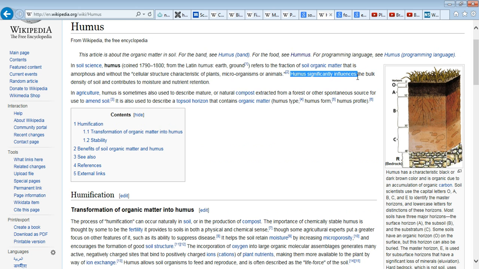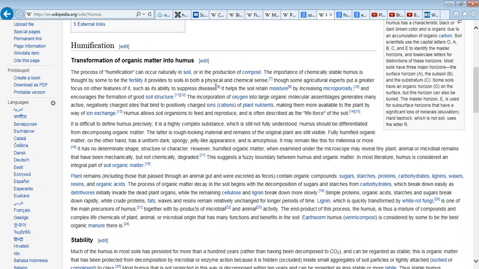Humus significantly influences the bulk density of soil and contributes to moisture and nutrient retention. Plant remains, including those that passed through an animal gut and were excreted as feces, contain organic compounds. So again, there we're talking about animals having to be alive and doing poos and things like that to contribute to the soil.